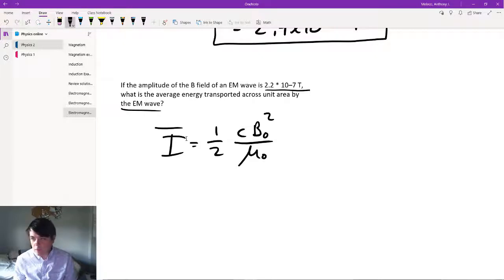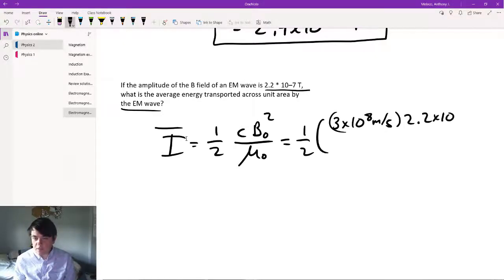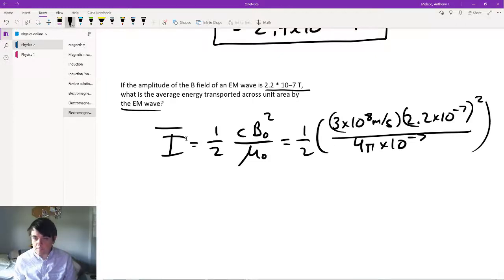mu naught. And so if we just plug this in, we write 1/2, and then 3 times 10 to the 8 meters per second, and then B naught squared was the 2.2 times 10 to the minus 7 squared. This can be complicated to plug in. And then mu naught was 4 pi times 10 to the minus 7. You plug all that in, you get 5.7 watts per meter squared.